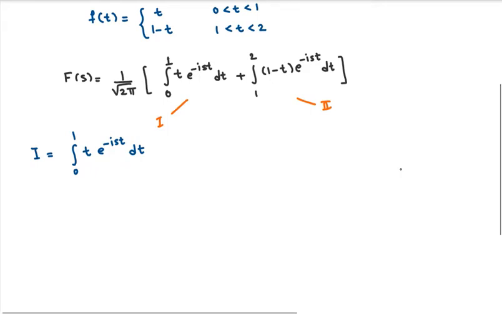Here we will use the shortcut method because one of the functions is an algebraic function which becomes 0 after certain derivatives. So we select the algebraic function to be differentiated and the other function to be integrated. Both are with respect to variable t. Now let's do the process. The derivative of t is 1, the derivative of 1 is 0. So we stop here, after differentiating 2 times to reach 0.